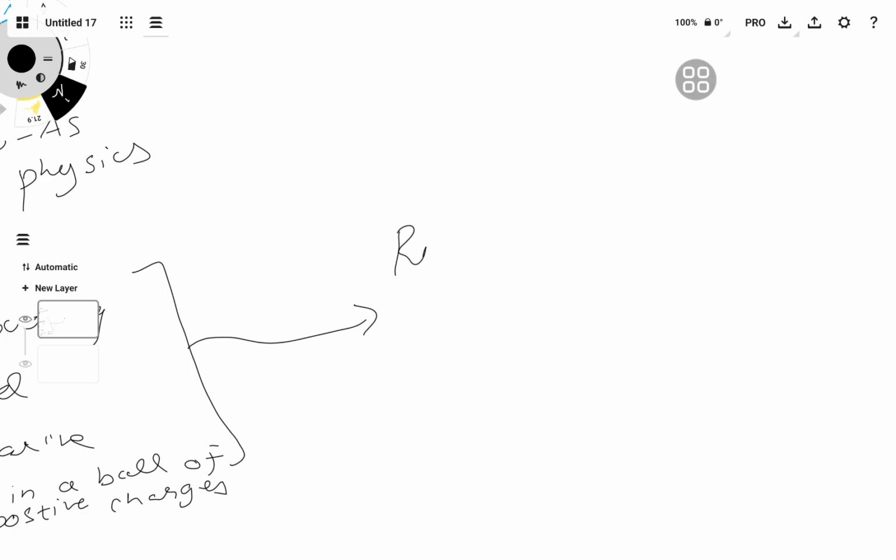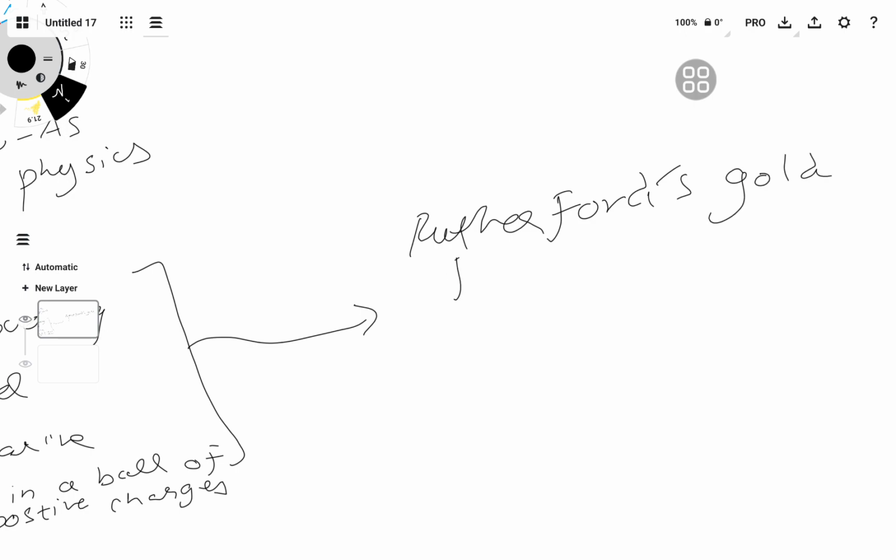Next we have Rutherford's... no, actually, who was it? Rutherford's gold foil experiment.